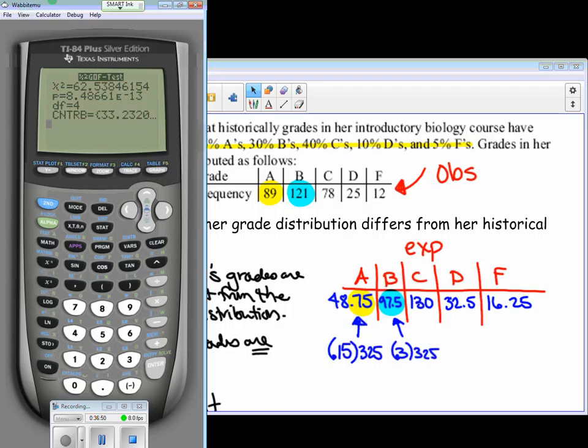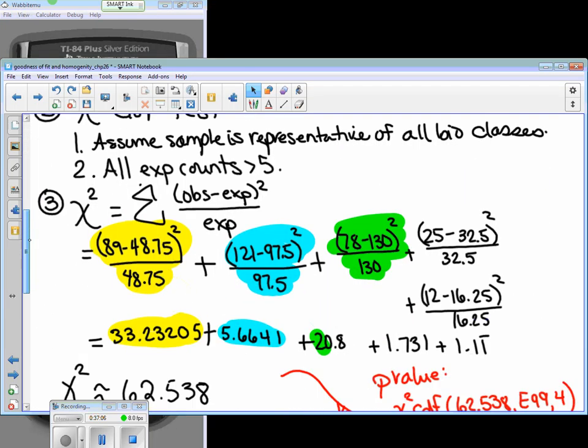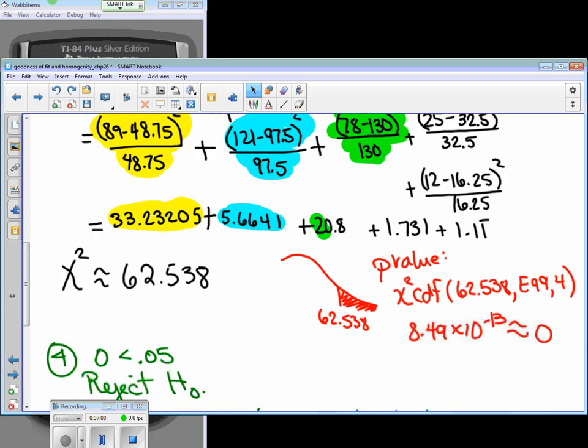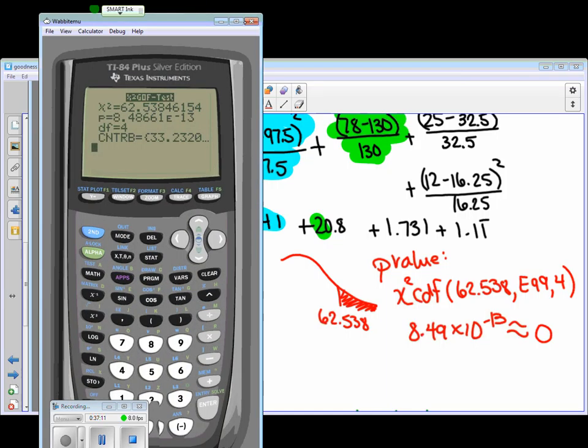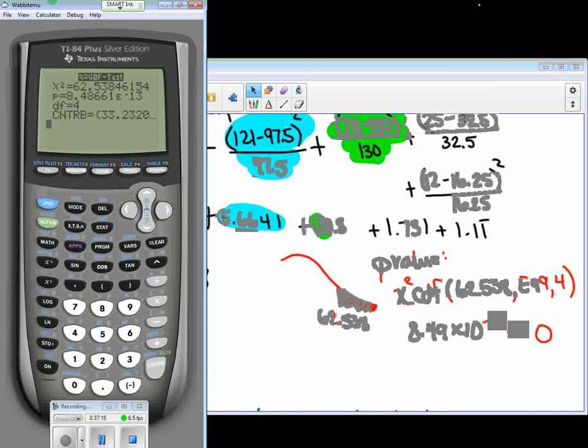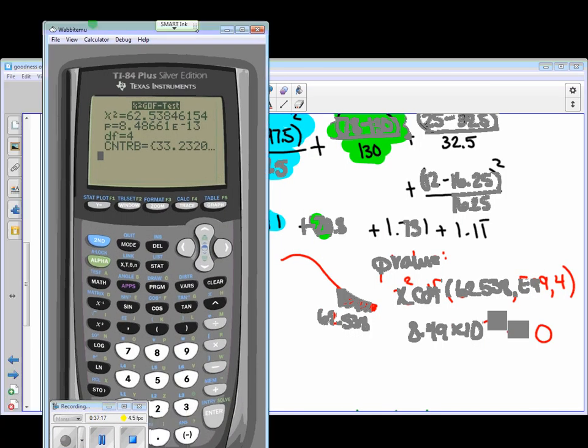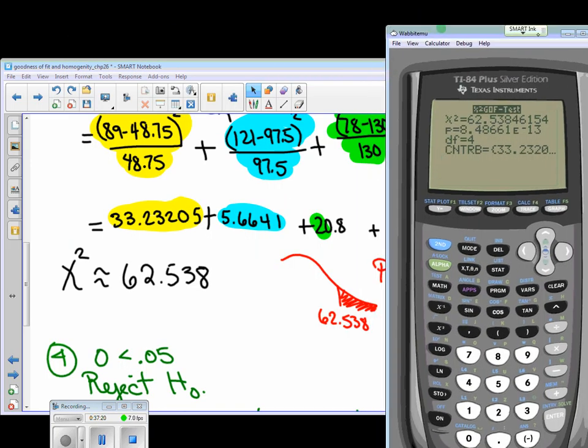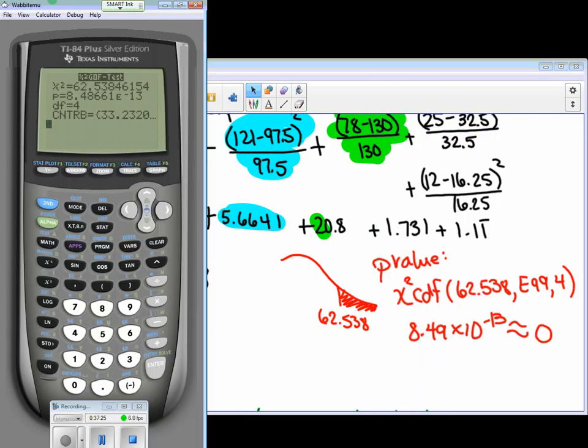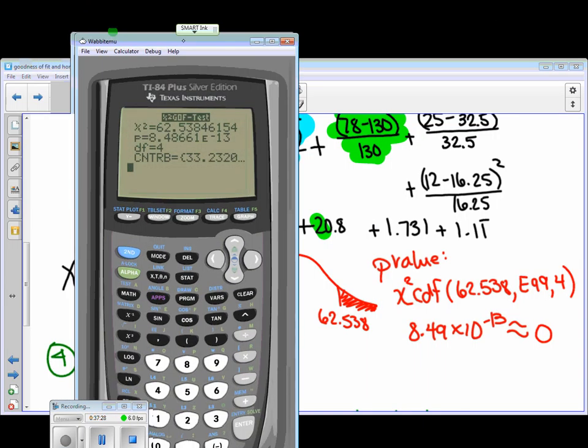Notice the chi-squared is the first number. That's your test statistic. But I want you to really pay attention to what I'm about to show you. Okay, so I want to see everyone's eyes up here. I want you to compare these contributions to what you see on the calculator. Do you notice where on the calculator it says CNTRB? That means contribution, okay?